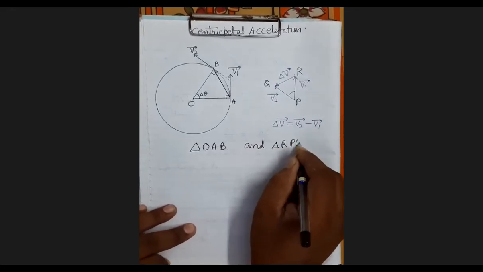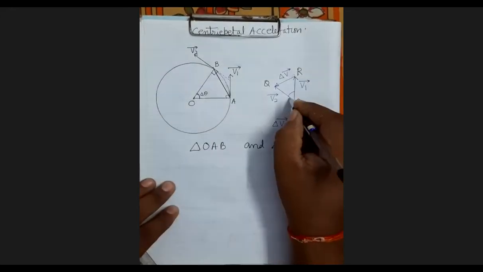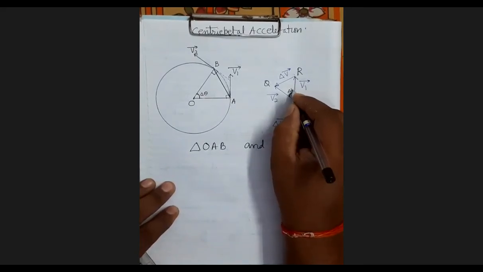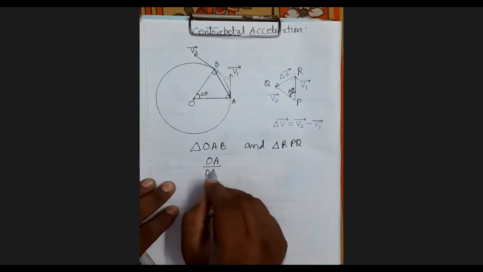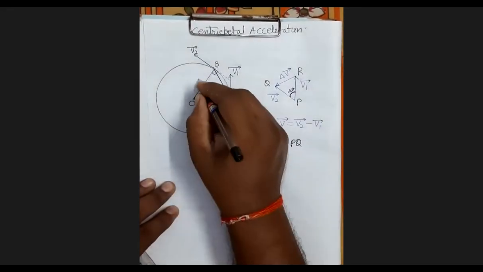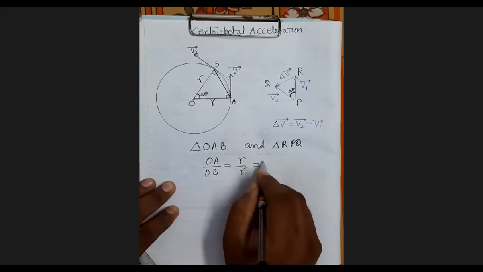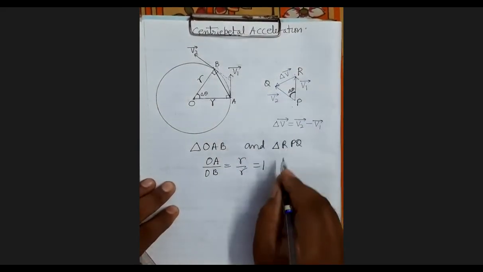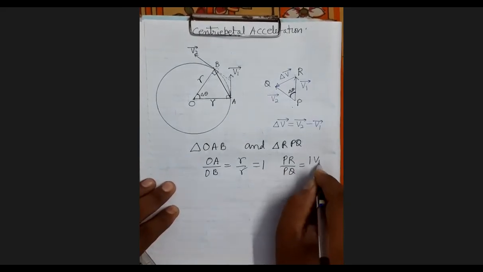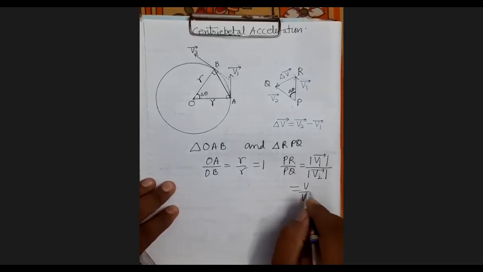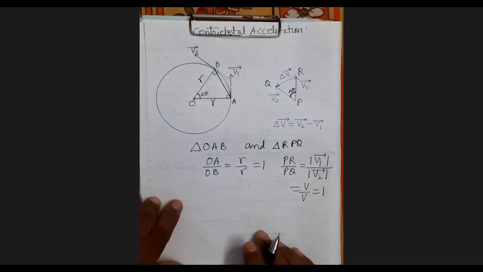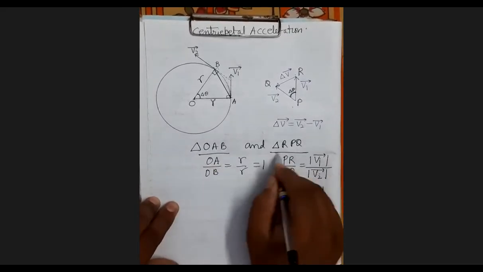So what will you get? You will find that this angle is equal to this angle, both are delta theta. What is OA upon OB? OA is radius, OB is radius, so it is R upon R equals 1. What is PR upon PQ? It will be equal to modulus of vector V1 upon modulus of vector V2. Their magnitudes are same, therefore V upon V equals 1. It's clear? So this triangle will be similar to this triangle.